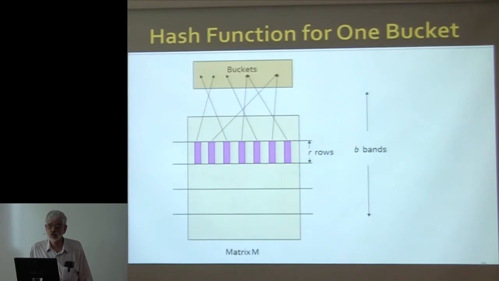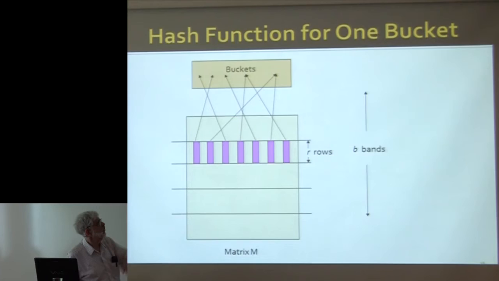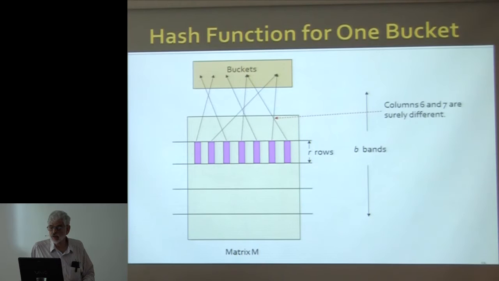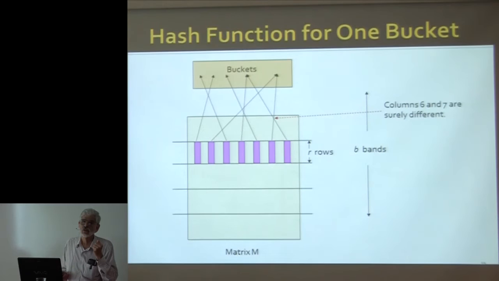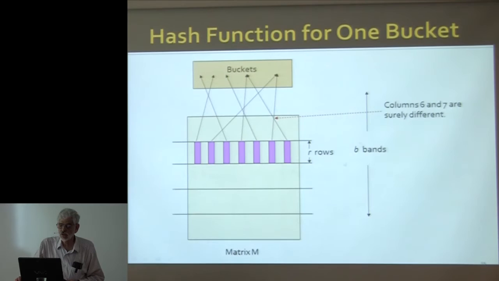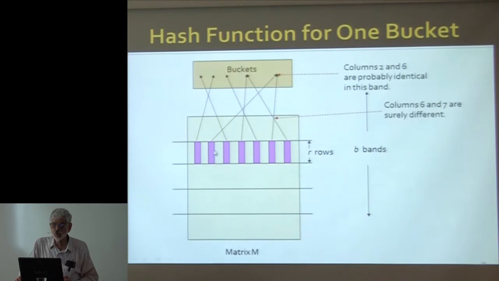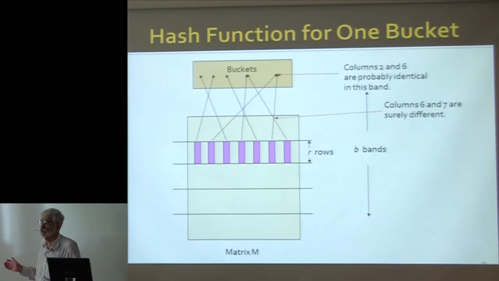Okay, so here's one of the hash functions corresponding to one of the bands, and each column gets hashed to a bucket. For example, the last two columns, 6 and 7, hash to different buckets, so they're surely different in that band. That is, this vector and that vector surely differ, because if they were the same, they would hash to the same bucket. On the other hand, columns 2 and 6 might be the same. That is, this and this might be the same, or this could be a surprise collision, but probably they are the same, assuming we have a large enough number of buckets.